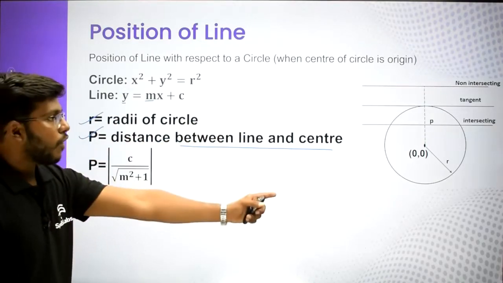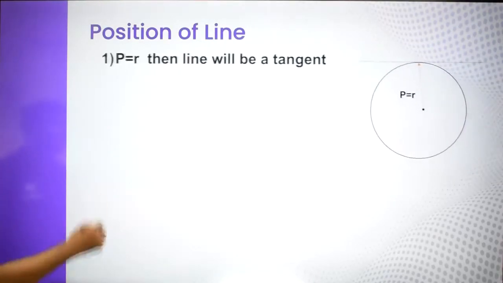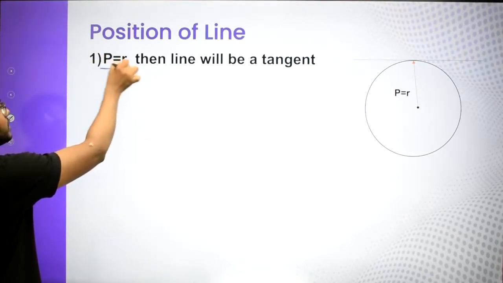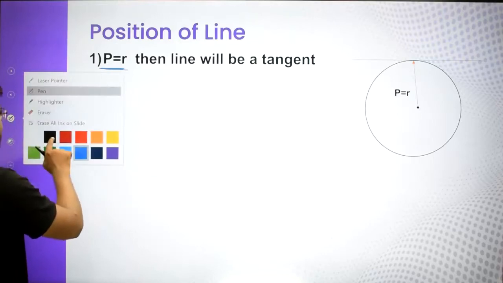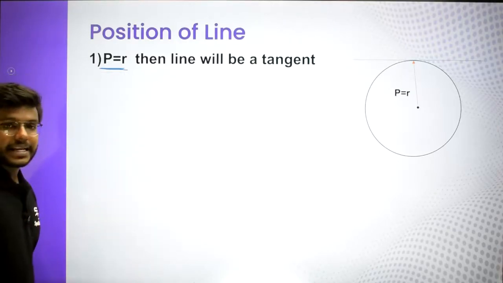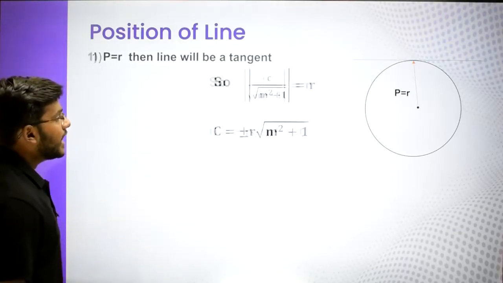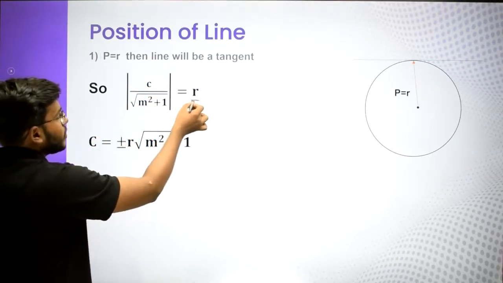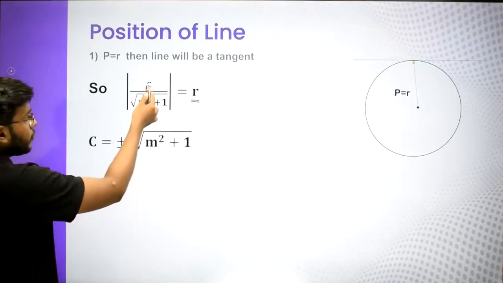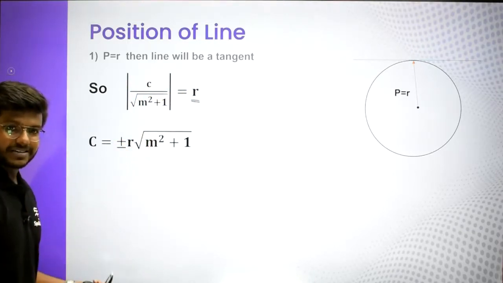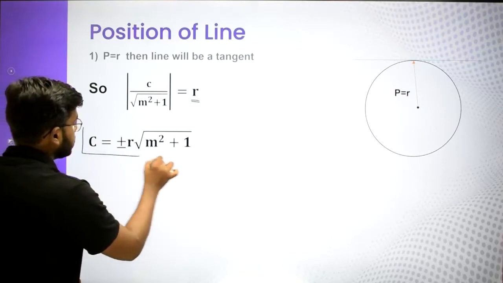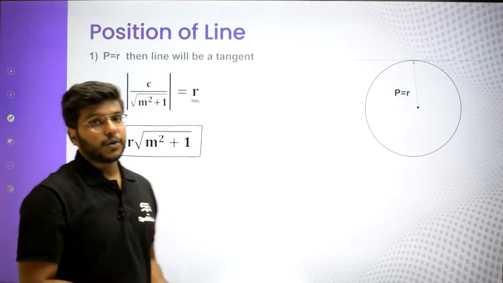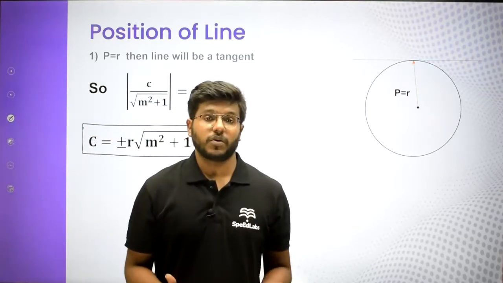So we know for a line to be a tangent, p becomes equal to r. If the value of p is equal to r, the line is going to be a tangent. And guys, p was mod of c upon under root of 1 plus m square equal to r, and from here if you remove the modulus sign, obviously you will get plus and minus. So the value of c comes equal to plus minus r into under root of 1 plus m square.